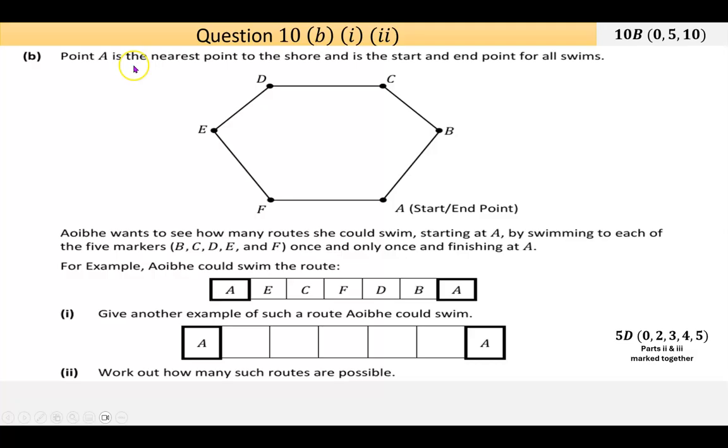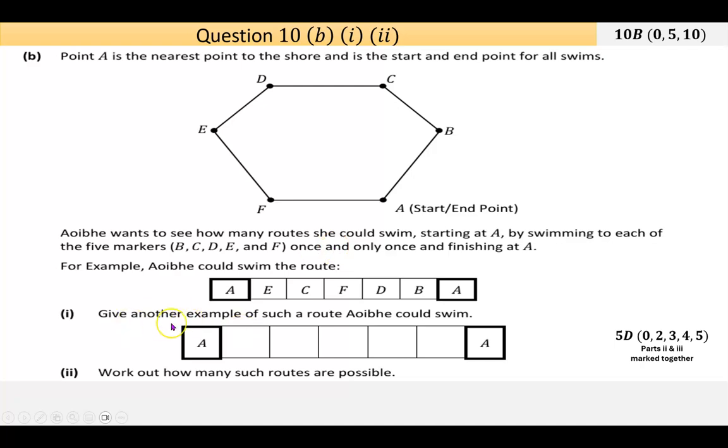Now it says point A is the nearest point to the shore and is the start and end point for all swims. And we see here that they're giving me the diagram again with less fluff on it, and they're giving me a start and end point. Ava wants to see how many routes she could swim, starting at A by swimming to each of the 5 markers, B, C, D, E, and F, once and only once, and always finishing back at A. For example, Ava could swim A to E, to C, to F, to D, to B, back to A. And she's only done each thing once.